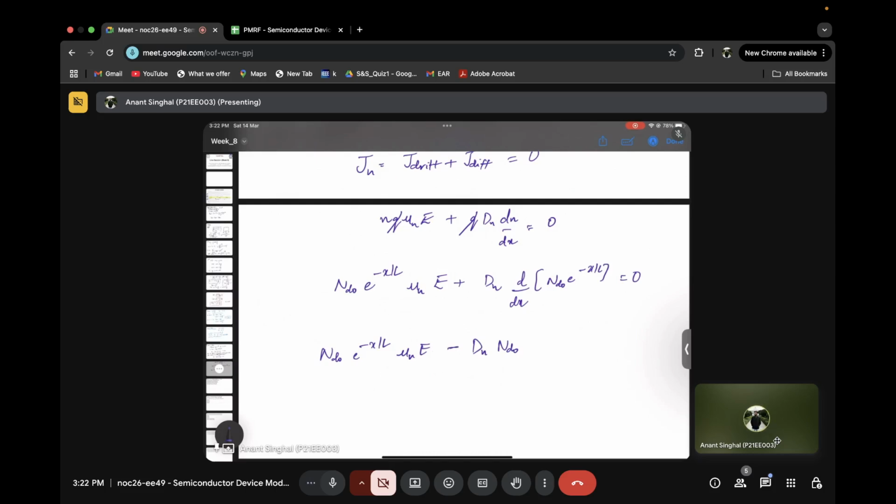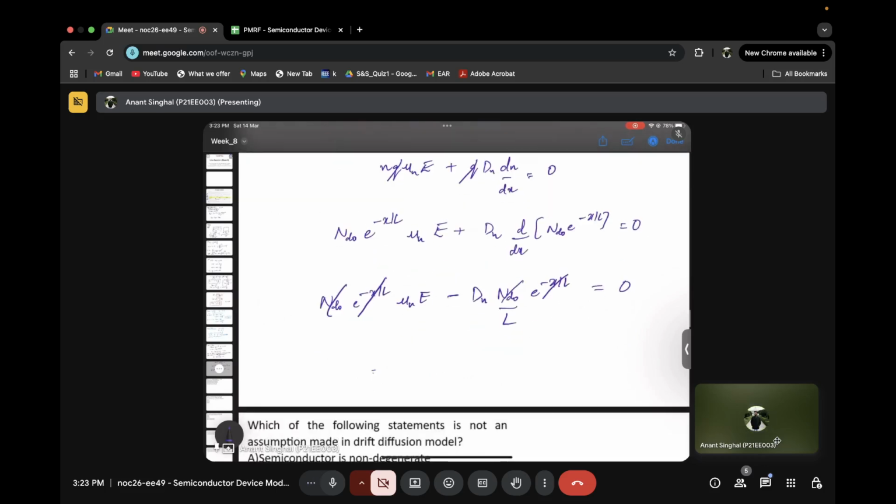Yeah, exactly. So it will be minus nd naught exponential minus x by l, and there will be one more layer because of the exponential nature. So this is equal to 0. Now these two terms are common, so I'm just cancelling them. So this has become mu n e is equal to dn by l.